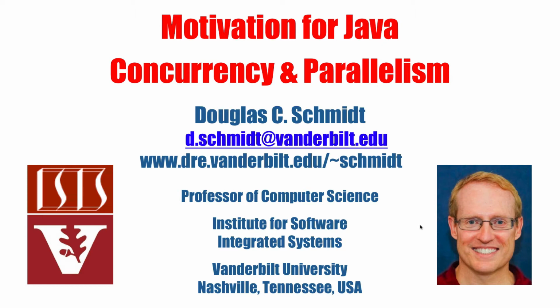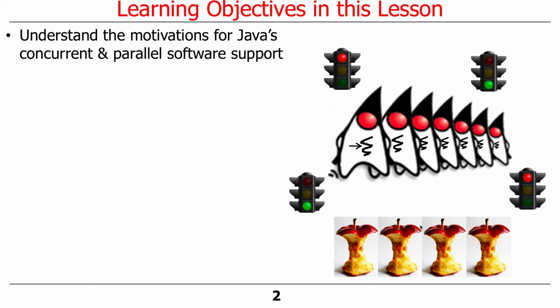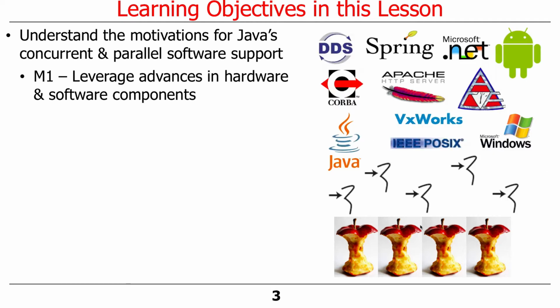And now what we're going to do is talk about why people would want to use concurrency and parallelism, both in general as well as specifically for Java. So we'll understand why the support that's provided in Java is beneficial, what types of problems it solves.